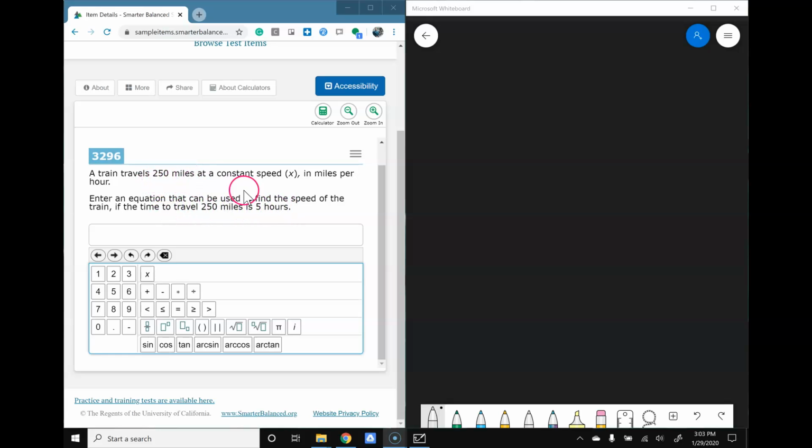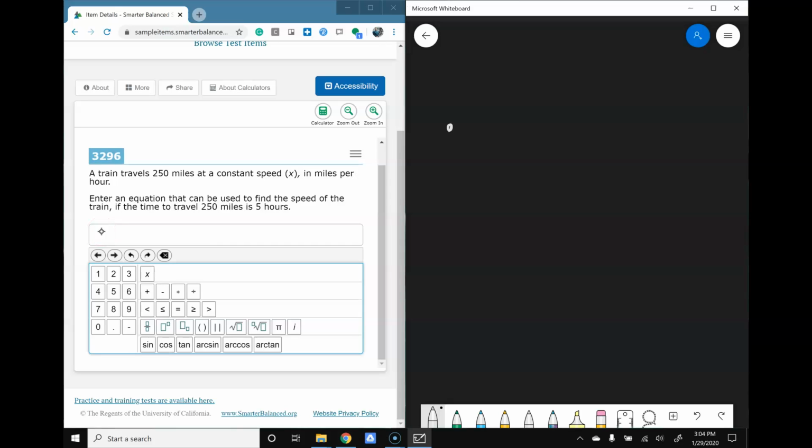250 miles, and it took 5 hours to travel that distance, is that they don't actually want me to find this constant speed value. They want me to enter an equation. So we cannot jump to conclusions and start solving equations. Let's just first focus that we have the correct equation, because that is all we need to enter into our response box down below. Alright, so let's go ahead and start this problem.